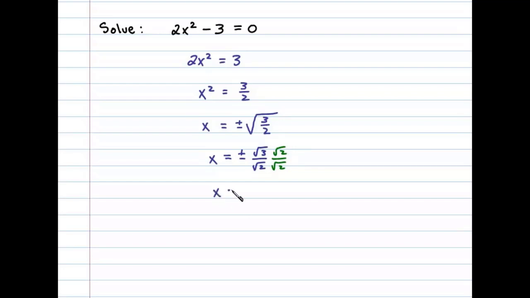That'll leave us with x equals plus or minus the square root of 6 over the square root of 4. Or equivalently, x equals plus or minus the square root of 6 over 2.